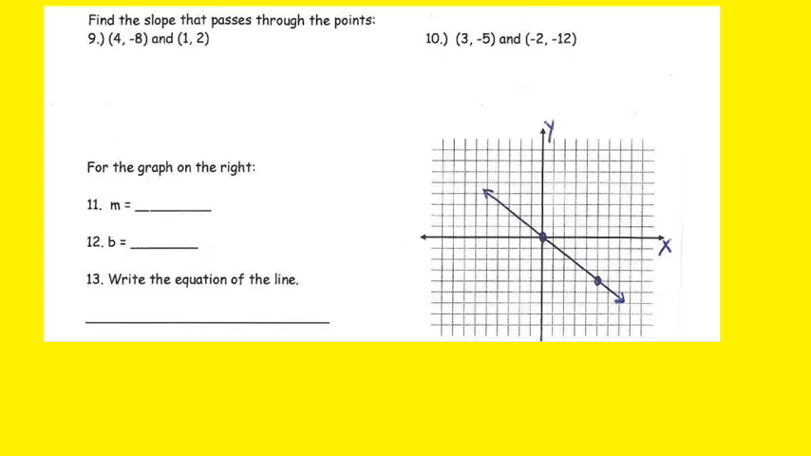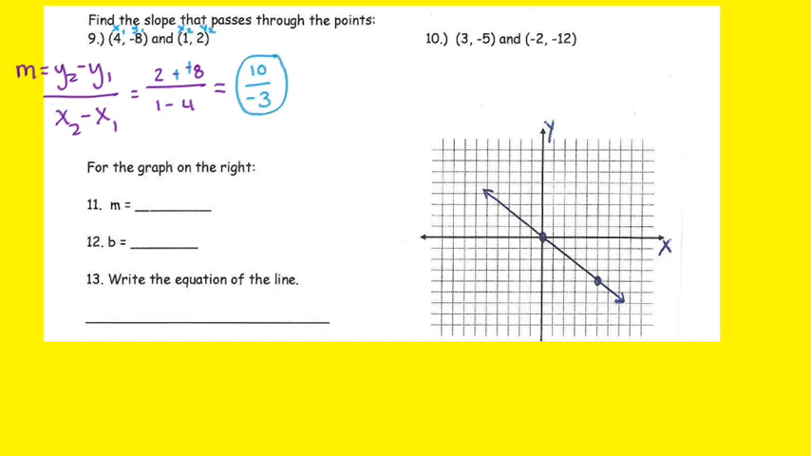On number 9, it asks us to find the slope, so we need to have the slope formula. Make sure you memorize these, and then you can solve for the slope by plugging in our points. Now, I like to label my points to make sure I don't make a mistake. So I do my y2 minus my y1 over my x2 minus my x1, and I solve and get 10 over negative 3.